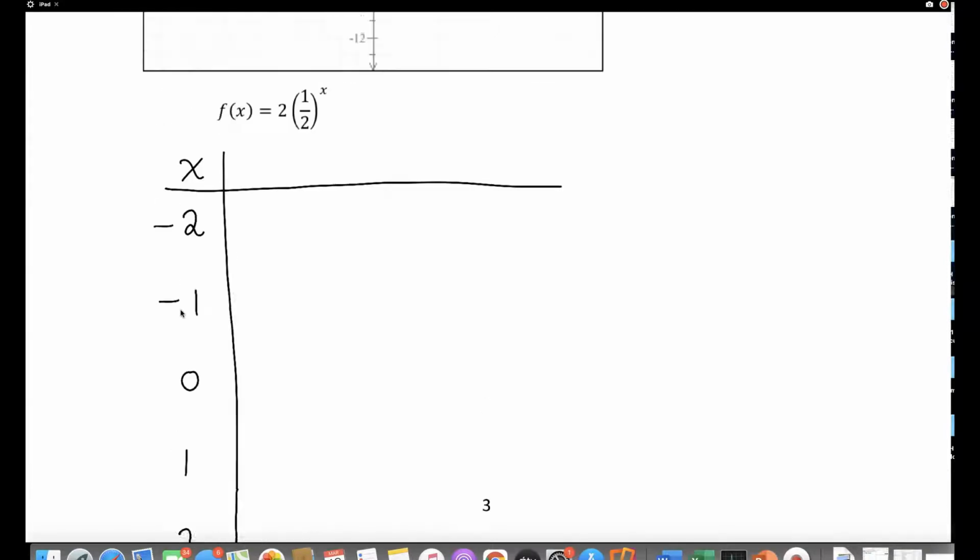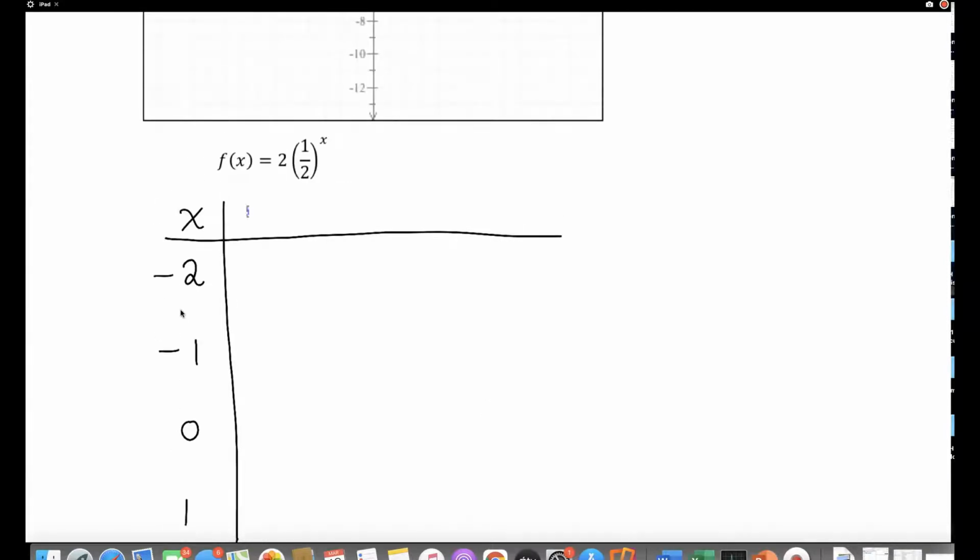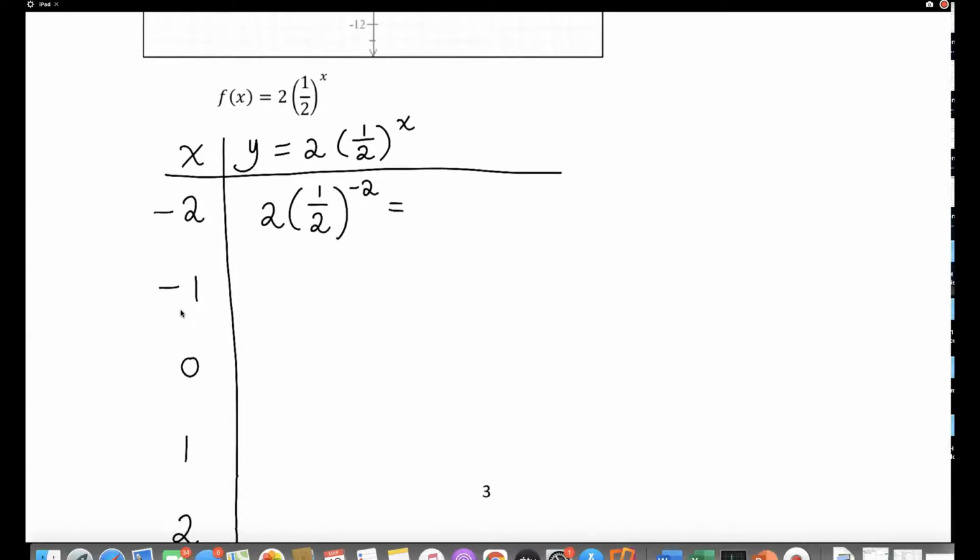So if I plug in negative 2 into this function, by the way, y is, we have to multiply 2 times half raised to that x power. So if I plug in negative 2, that will be 2 times half raised to the negative second power. Okay, because we plug in x into the exponent. What's that going to be? That is 2 times positive 2. And that is just 4.